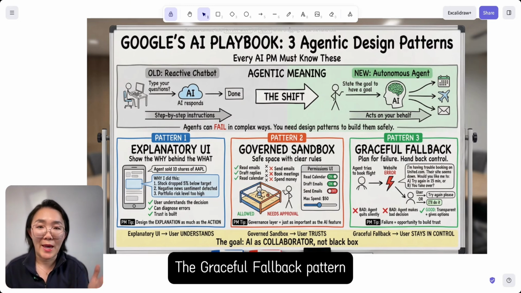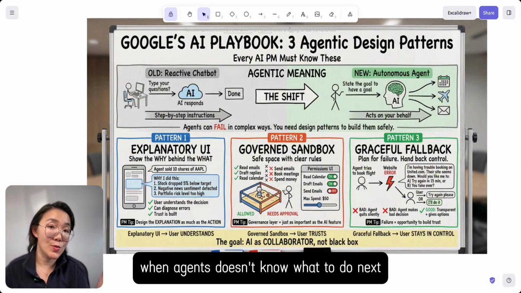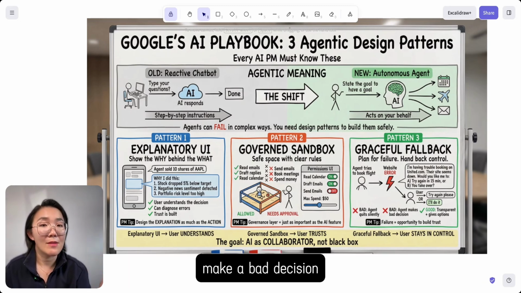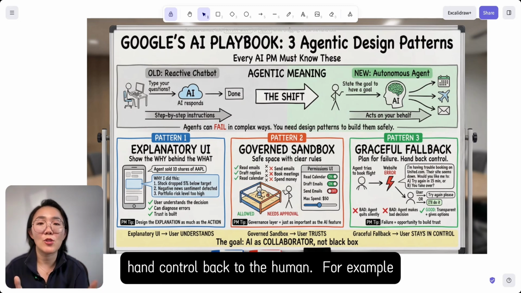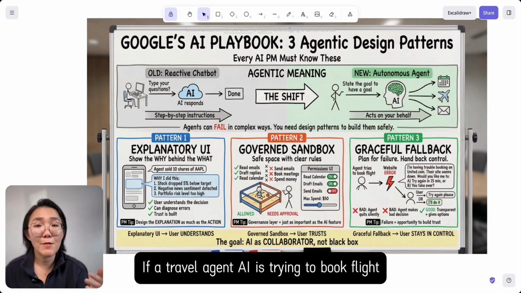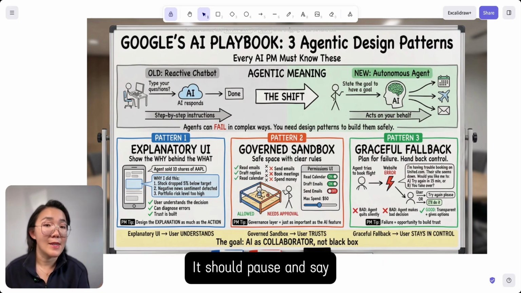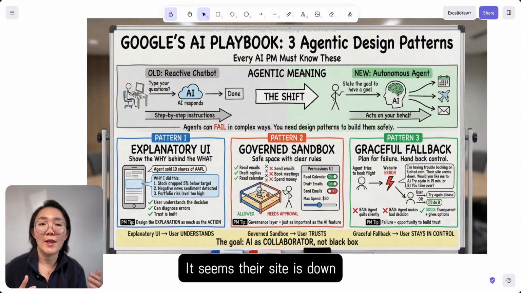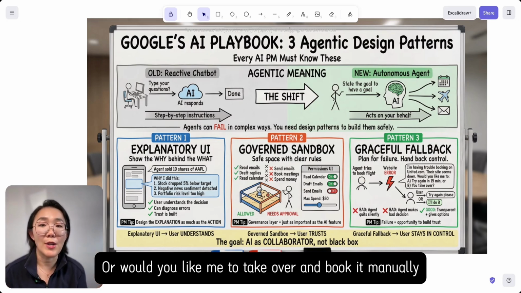The graceful fallback pattern is about planning for failures and what happens when the agent doesn't know what to do next. The worst thing it can do is give up, or even worse, make a bad decision. A graceful fallback means the agent knows when to stop and hand control back to the human. For example, if a travel agent AI is trying to book a flight and the airline's website has an unexpected error, it shouldn't just quit. It should pause and say, I'm having trouble booking your flight on United.com. It seems your site is down. Would you like me to try again in 15 minutes? Or would you like me to take over and book it manually?